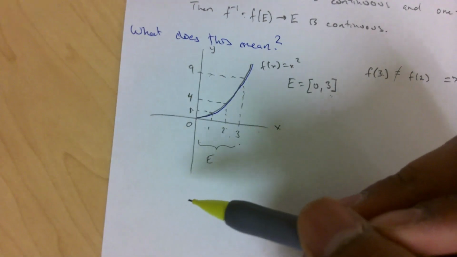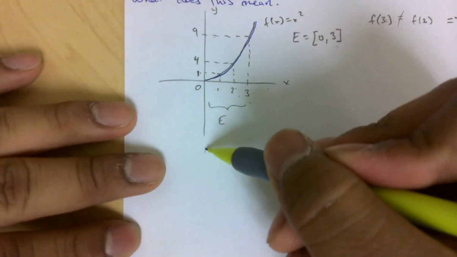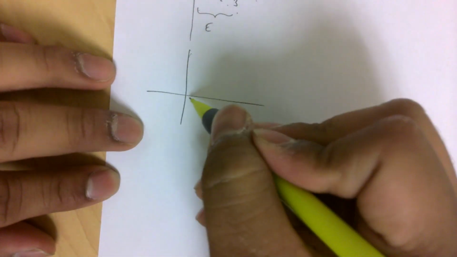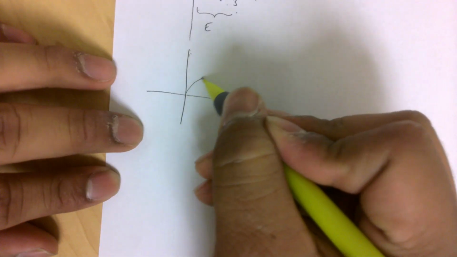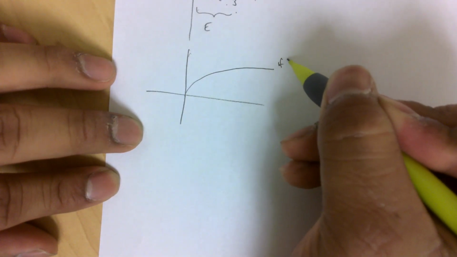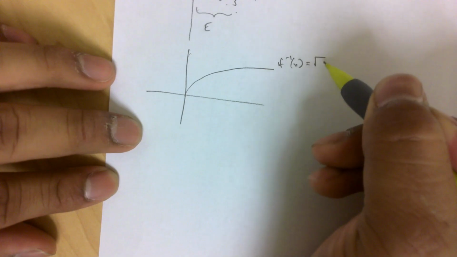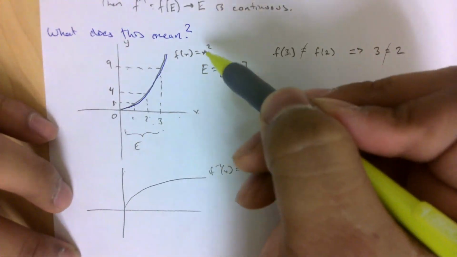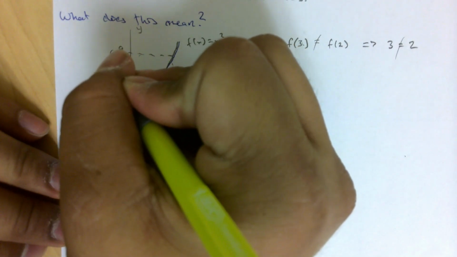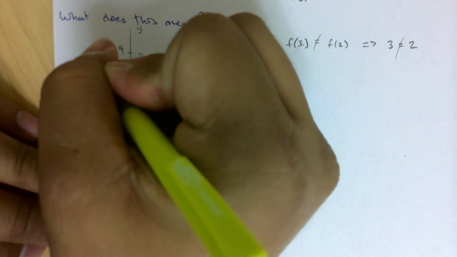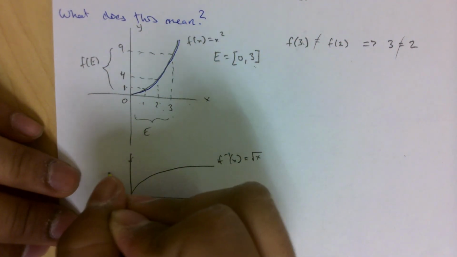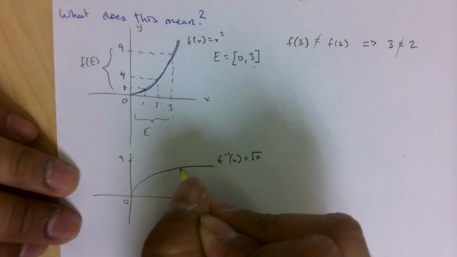So we go down here, we move the page down as well. We have a graph, and the inverse of x squared should be the square root of x. And f of E is this part of the graph. So from here to here, this should be 9 and this should be 0.